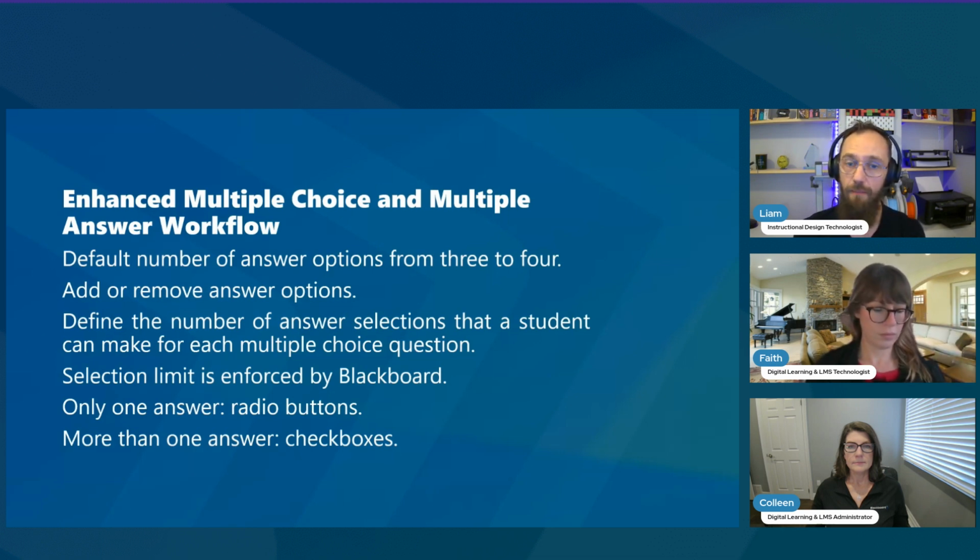You define the number of answer selections that a student can make for each multiple choice question, and that selection is going to be enforced by Blackboard. If you only have one answer allowed, then it will be a radio button. If there's more than one answer, it will switch to checkboxes. So that's what we've got on the docket for today. Let's jump in and show it off, shall we?